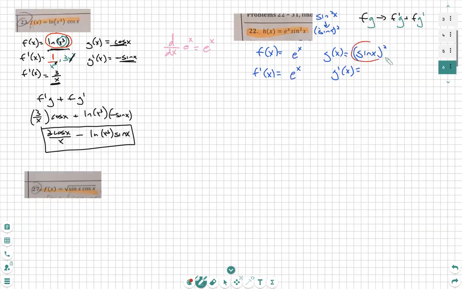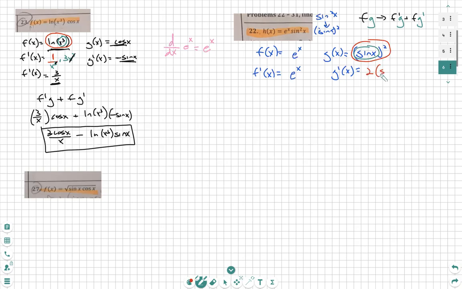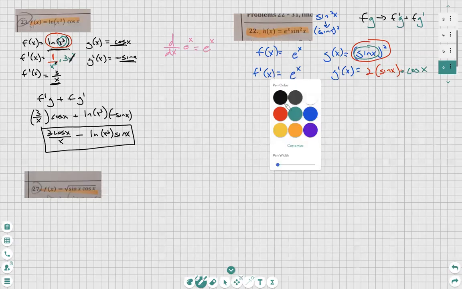We have our outer system. We have our inner system. When we derive the outer system, the inner system does not change. The exponent comes to the front, the exponent becomes 1, then just multiply by the derivative of the inside, which is negative cosine of x. Oh, no, sorry, positive cosine of x. Whoops, positive cosine of x. Then we're just going to clean it up.